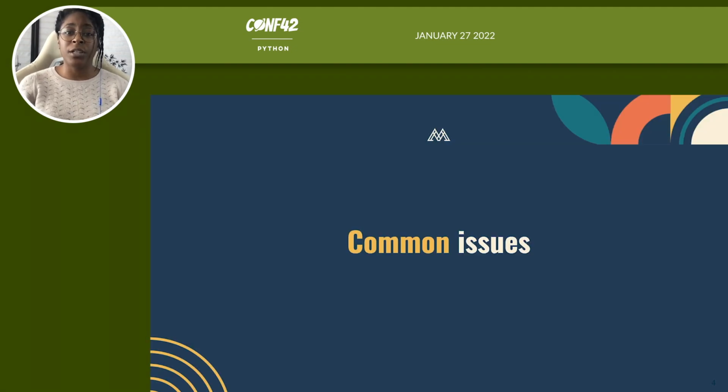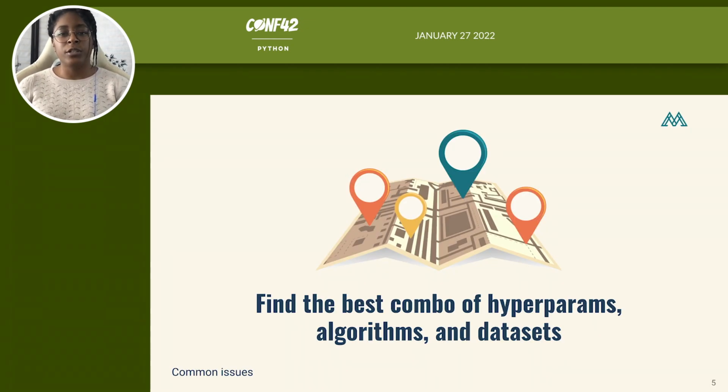There are a few common issues when it comes to machine learning projects. First, we're trying to find the best combination of hyperparameter values, algorithms, data sets, and environment configurations. There's a lot that goes into each of these models we produce. And every time we get new requirements, or new data, or access to new resources, we still have to come back to this fundamental thing where we find the best combination of all of these different things that go into our model.